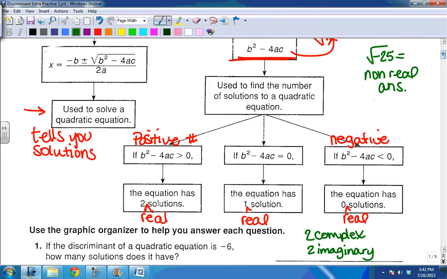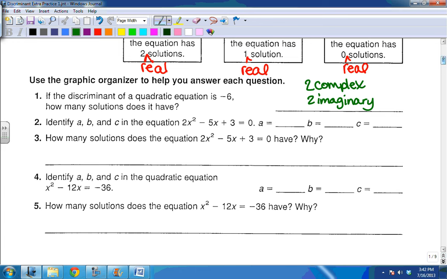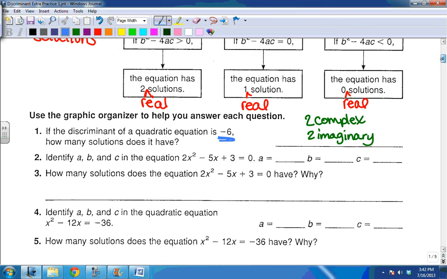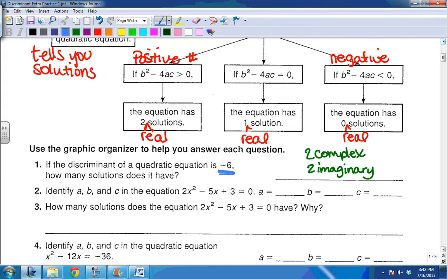So we are going to refer back to this graphic organizer, and we're going to go through some problems. We're not going to go through them all. We're just going to go through a few to make sure we understand the concept. So if the discriminant of a quadratic equation is negative 6, they've already done the math for me. So they're telling me the discriminant is negative 6. They want to know how many solutions. So I'm going to look all the way up here at my negative column, and I'm going to look down at my chart, and I'm going to see that it has 0 real, or 2 complex or 2 imaginary, which I don't have much room for.